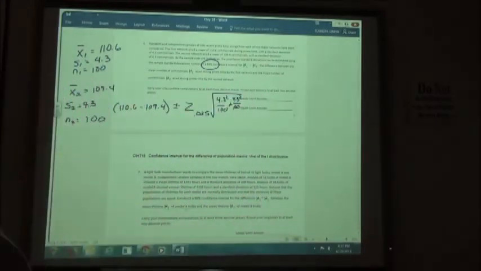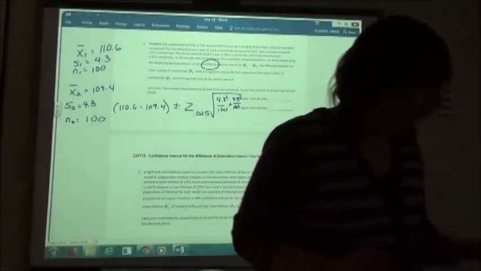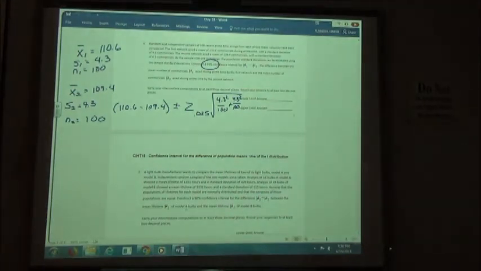All right. Did we get our lower limit and our upper limit? 0.62. Whoops. Oh. It's not what I got. You got 0.62? 0.65 or 0.625.